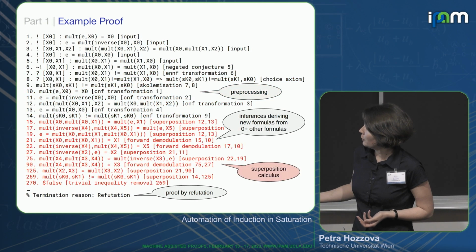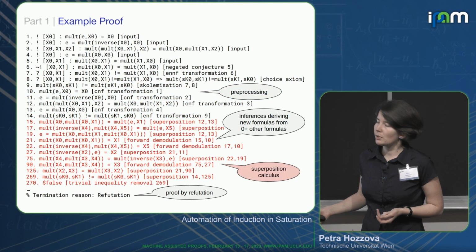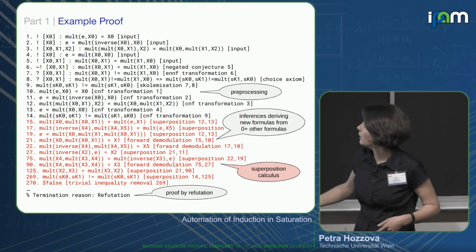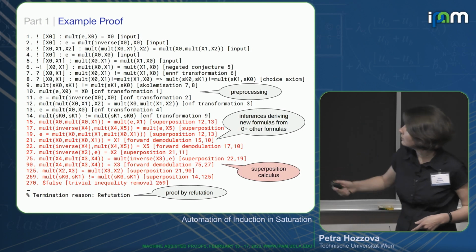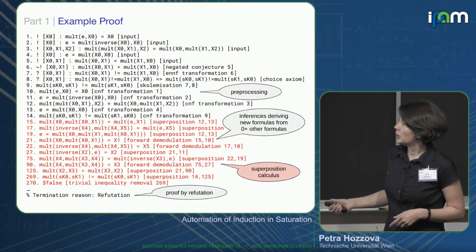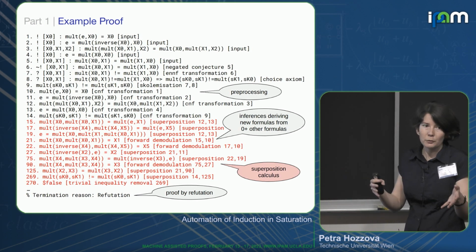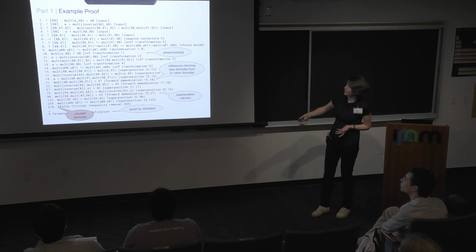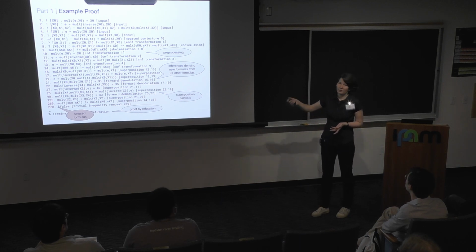And then this part of the proof, that is the superposition calculus. So here we're applying rules of the superposition calculus. I will also explain a bit more on that in the next slide. But essentially the point here is that we have a set of inference rules that we are using with the goal of deriving false. And yes, the final point here is that we also have the unused formulas.